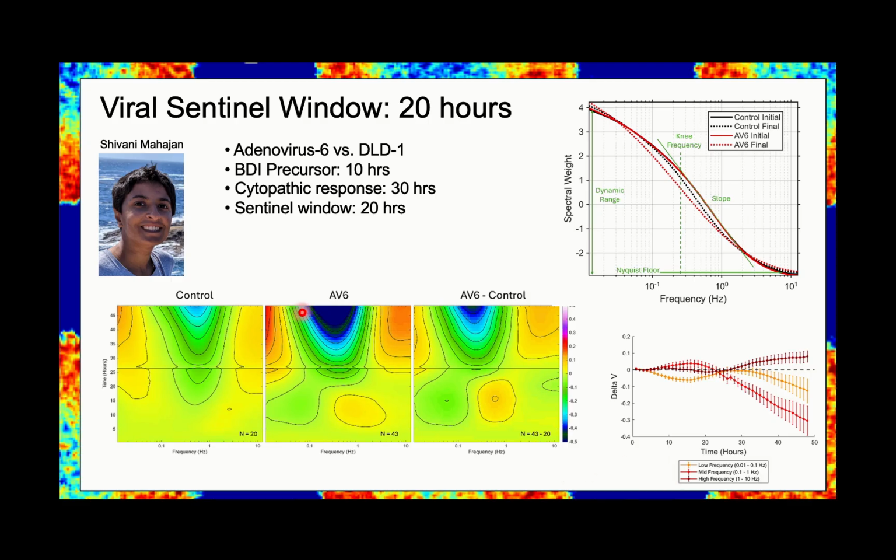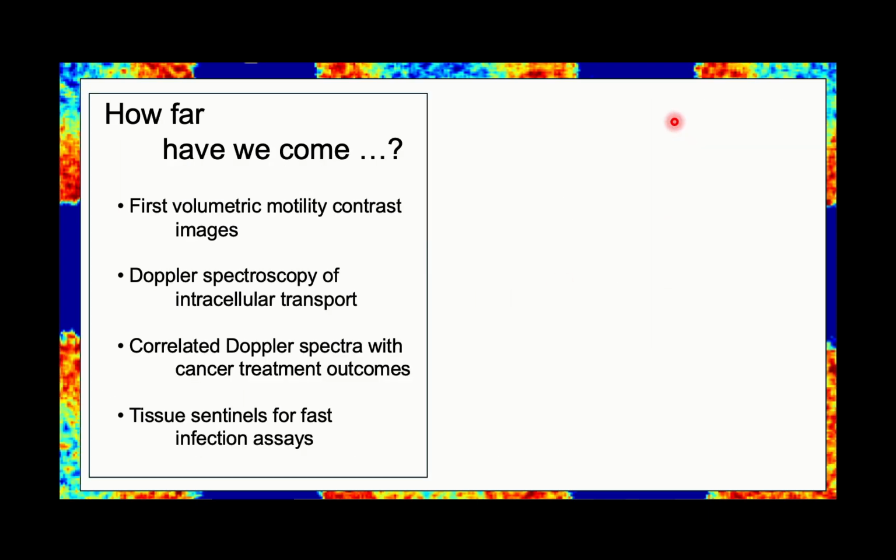And so this is work by Shivani Mahajan. And here we have a control sample. This is over even longer times, going out to about 48 hours. This is an adenovirus 6, which is infecting a DLD1. And then we subtract the control from this. And so this is the viral signal. And there's this early signature here. And so we get this early signature of the viral infection prior to sort of massive collapse of the tissue because of the pathogenic properties of the virus. Also, the frequency collapse, the spectrum collapse isn't nearly as pronounced as it was for the bacteria, but still measurable, and we can detect it early.